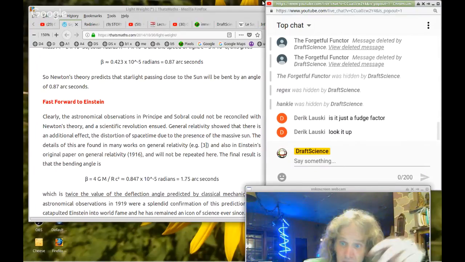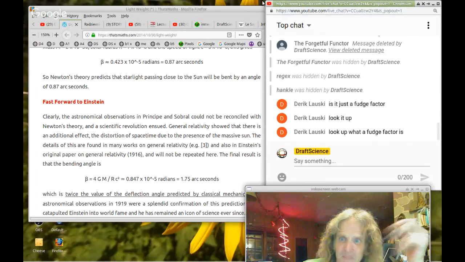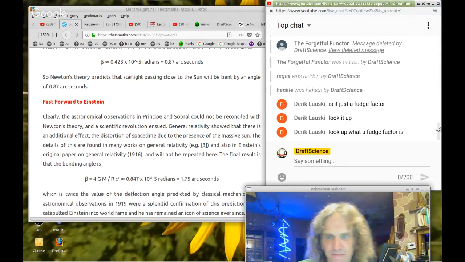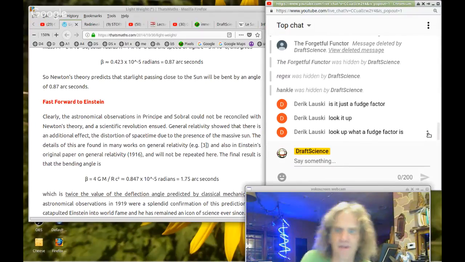There's nothing to look up. What are you talking about? Look it up. I don't have to look it up. It's obviously not a fudge factor. A fudge factor would have some purpose, as I just pointed out. This doesn't have any purpose, to play the game with this bullshit.